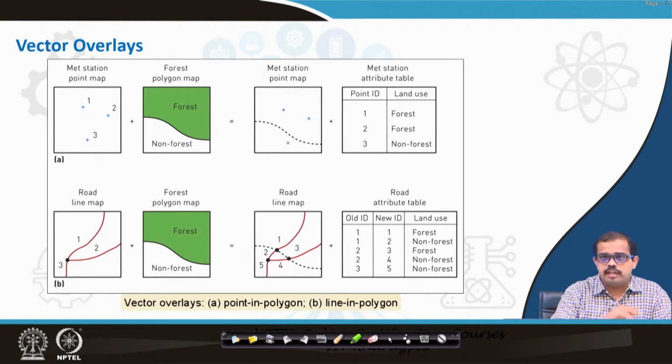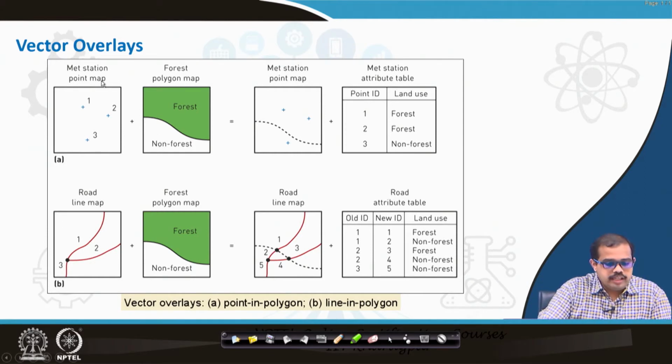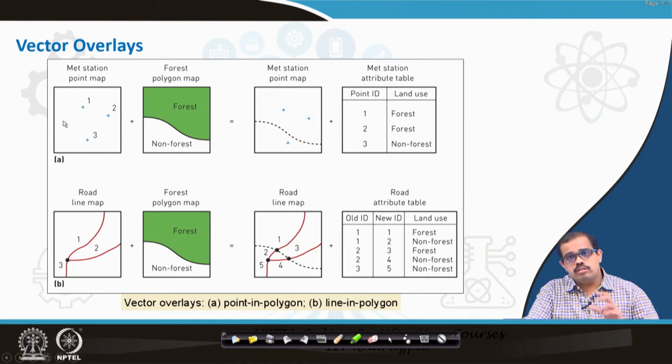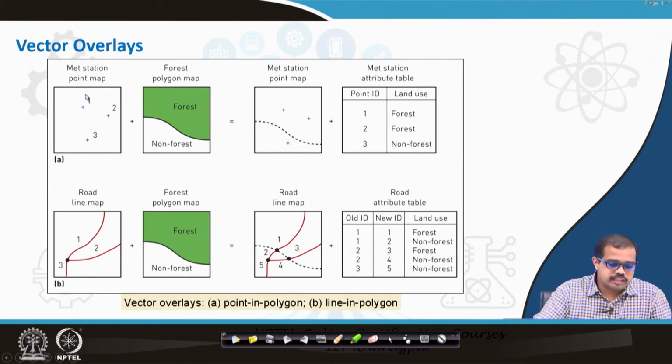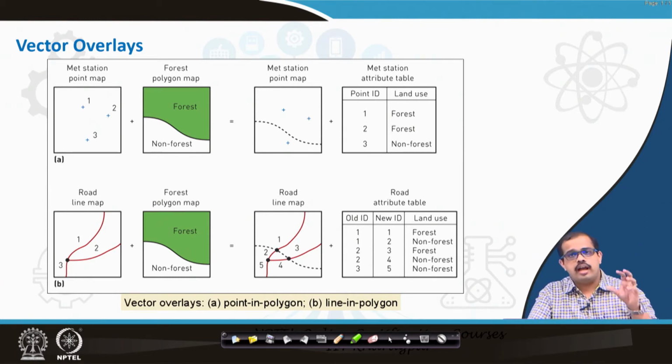I have discussed already the point in polygon. This example gives you exactly the details of how you can look at a planning map. Now, there is a meteorological station point map in these 3 regions. Now, I want to know what is the rainfall in that particular region and what is its corresponding class in that particular region. These are the 3 meteorological stations. So, I have values, attribute data that is attached to it, giving the amount of rainfall in that particular region.